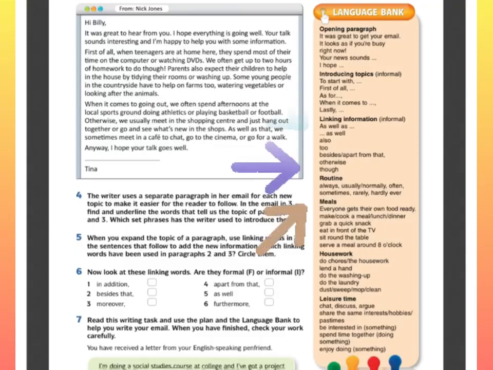And when you write, please look at the language bank here. So you can use all these words and phrases here for your opening paragraph and how to introduce topics, your linking information. Okay, when you want to talk about routine, so there are some ideas when you want to talk about meals and housework and leisure time here.